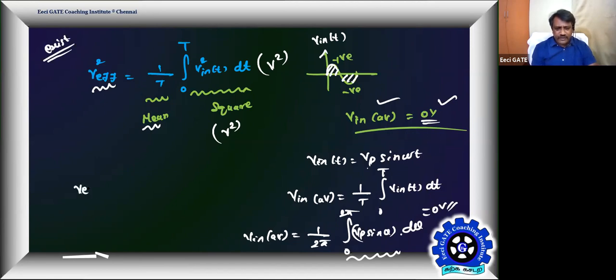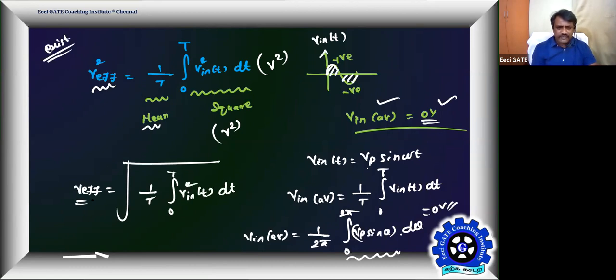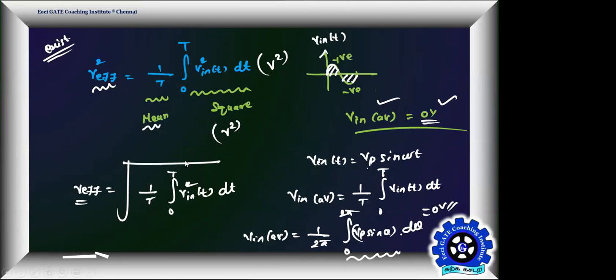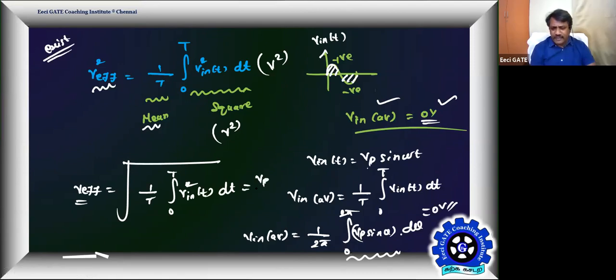And then finally, what is your V effective from this? V effective is the root of 1 by T integral 0 to T of V in of t square into dt. All of you getting this? That's your V effective. We know that V square effective is equal to Vp square by 2. Therefore, V effective is equal to Vp by root 2. That's what we are going to get.